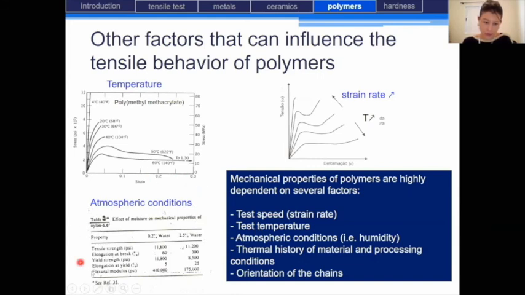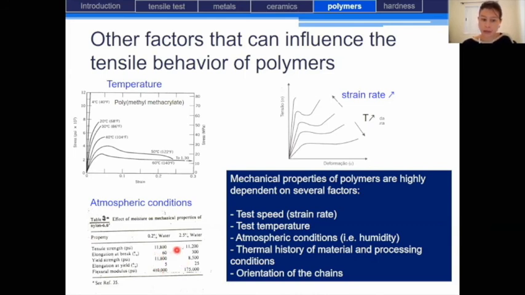Then we have also the influence of the atmospheric conditions. In that case, this table gives an example of the influence of moisture on the mechanical properties of nylon. In the case of nylon, we have some chemical groups along the polymer backbone that are sensitive to water. The polymer can absorb water, and depending on the amount of water it absorbed, it directly impacts the mechanical properties.